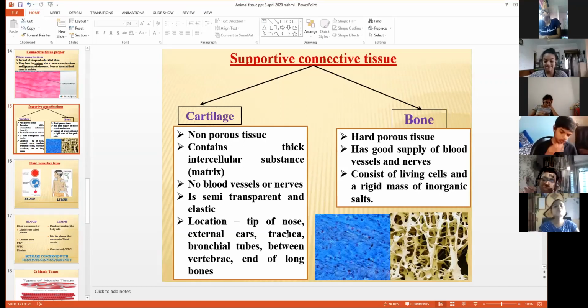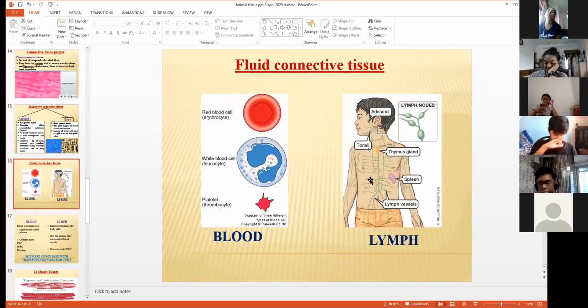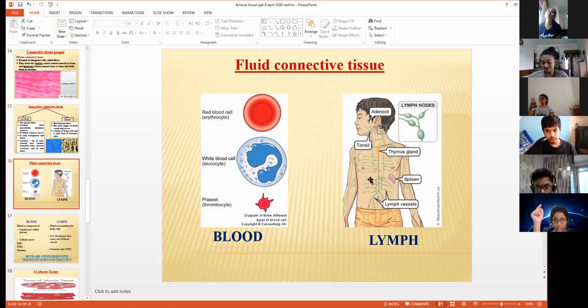Ma'am, one more doubt. Can you repeat the function of lymph? I didn't understand. Now, children, the lymph has WBCs. It will not have RBCs. It will not have platelets. Blood has WBCs, so it helps in fighting infection. Similarly, the lymph also helps in fighting the infection. So students, whenever there is an infection or a dangerous microorganism that gets into your body, the lymphatic system and your blood, both together, will help in getting rid of that microorganism.